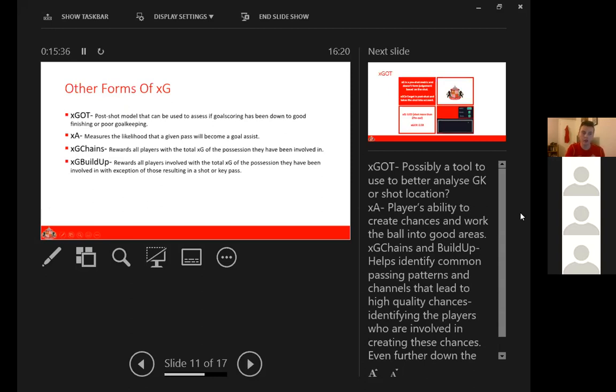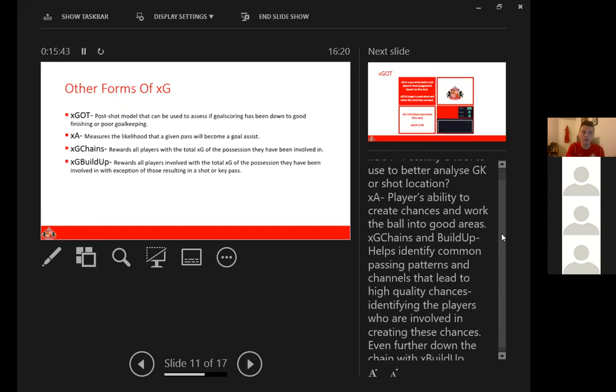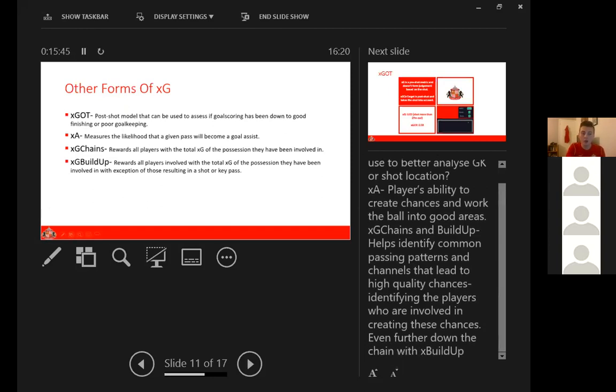So it takes their position and things like that, like goals, into account. But then it also looks at the shot to analyse how many times that goal would be scored. Expected goals, expected assists even, measures the likelihood that a given pass will become a goal assist. So it measures chance creation.